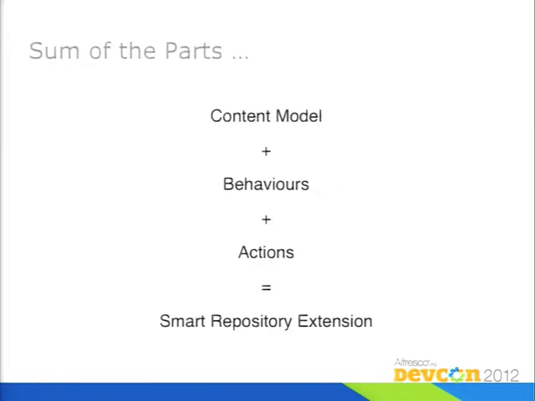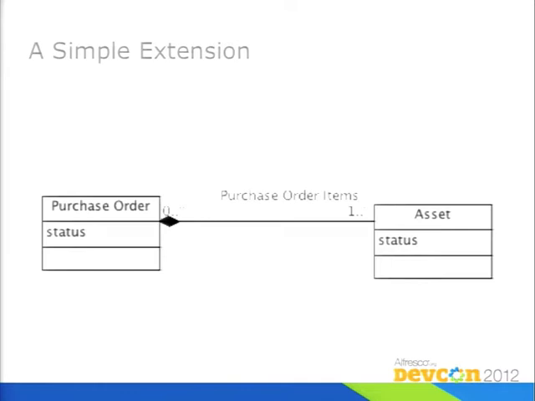So a smart extension has a content model, a set of behaviours and a set of actions, and then we've got something that we can actually interact with and use. As I said before, we're not going to go into lots of detail about content modelling, but in order to demonstrate the application, we're going to basically show a simple sort of shopping cart functionality. So we'll have an asset aspect which will allow us to basically select it, post some notifications, and then we'll be able to add these assets to a shopping cart, a purchase order. And we'll do some things around the status of those as well.